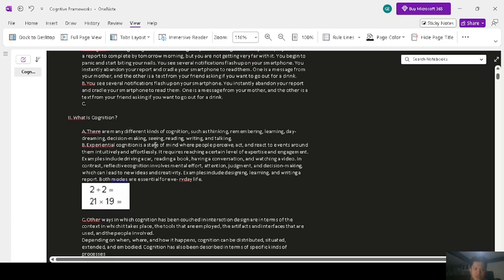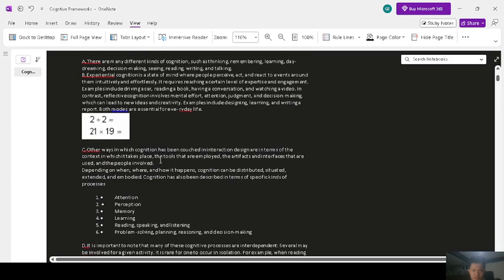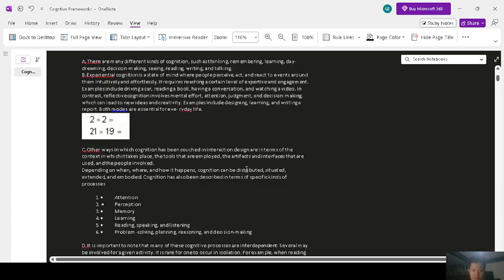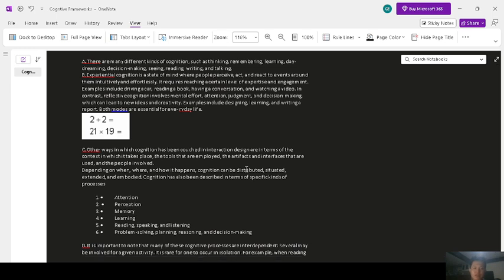What is cognition? There are many different kinds of cognition, such as thinking, remembering, learning, daydreaming, decision making, seeing, reading, writing, and talking. We will discuss all of that. Experiential cognition is a state of mind where people perceive, act, and react to events around them intuitively and effortlessly. It requires reaching a certain level of expertise and engagement. Examples include driving a car, reading a book, having a conversation, and watching a video.